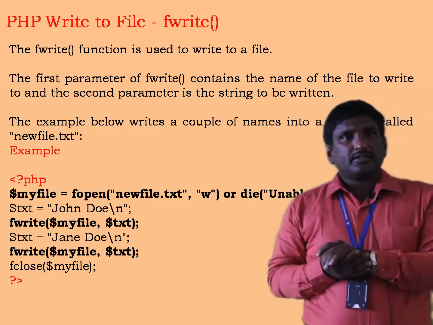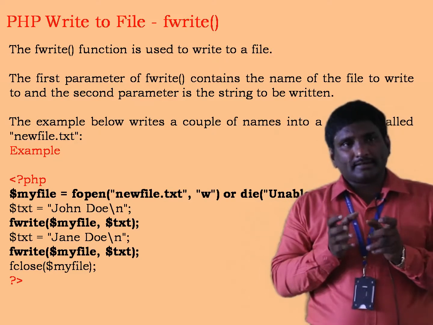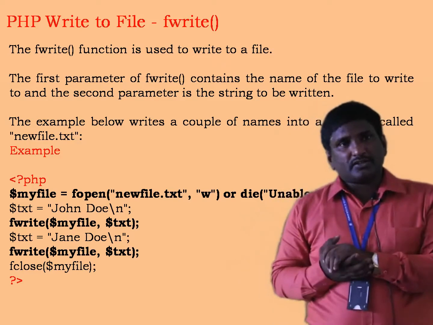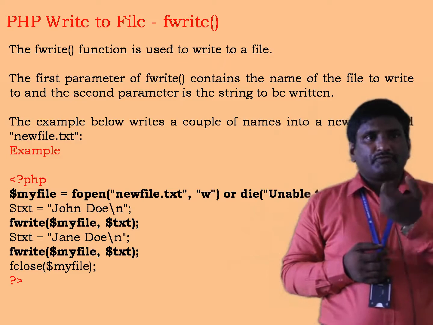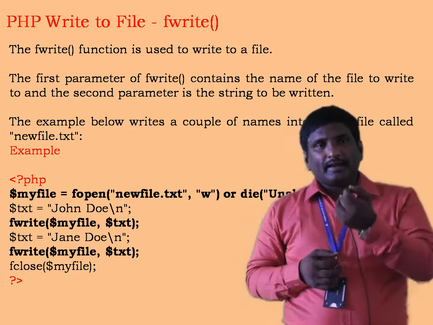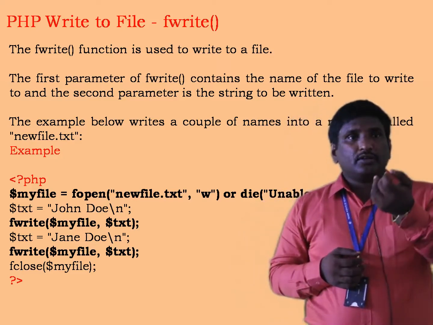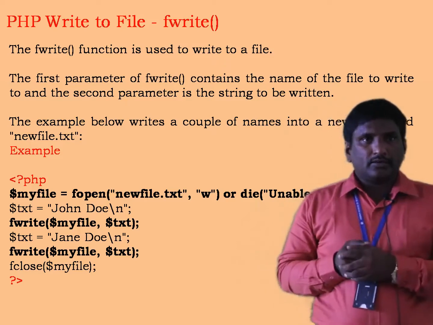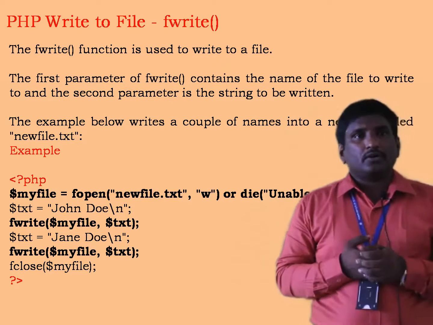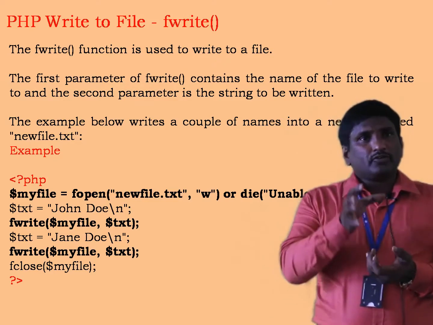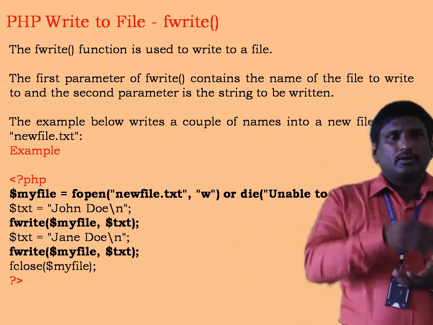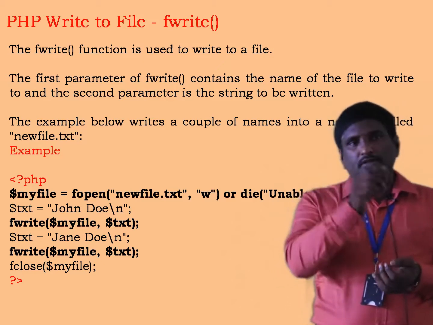Then I just add the name John Doe. I need to add these characters to newfile.txt. For that I used the fwrite function, which has two parameters. The first parameter is $myfile, that is the opened file pointer of newfile.txt, then the text. In this way, two lines I added to newfile.txt. After that we need to close the file pointer. Okay, in this way we can write content to a file. While doing the operation, it starts from the beginning if the mode is W.